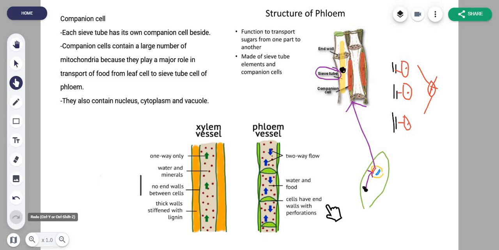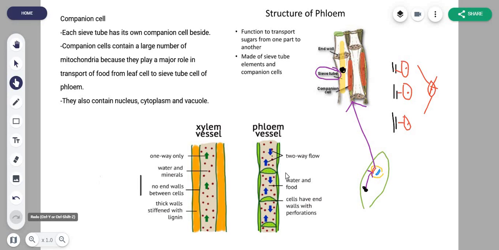And then the cells have end walls with perforations. This basically means that these end walls are your sieve plates. Remember sieve plates, which we discussed here? This is your sieve plate right here. It's another sieve plate, this end wall. Basically, end walls and sieve plates are the same thing, right? This is a sieve plate, this is a sieve plate, this is also a sieve plate, and so is this. There's a reason why these end walls are present, and I'll be talking about that in the next video.